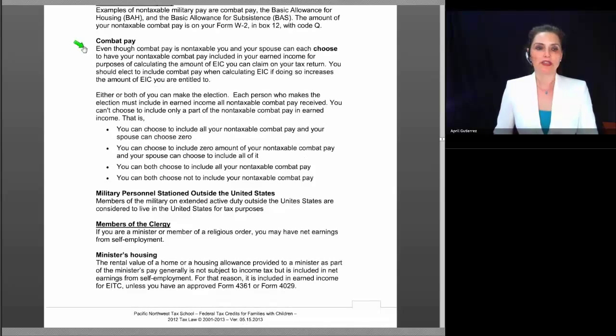Combat pay is special because even though combat pay is not taxable to you and your spouse, each of you can choose to have your non-taxable combat pay included in your earned income for purposes of calculating the earned income credit. You should elect to include combat pay when calculating earned income credit if doing so increases the amount of earned income you are entitled to. Well, why would you want to do that? And to really do it, we need to go look at the tables.